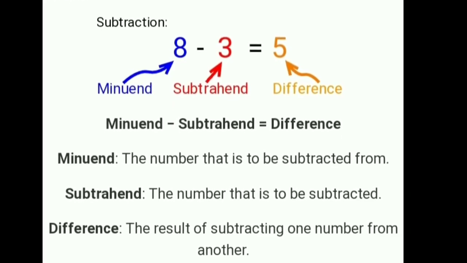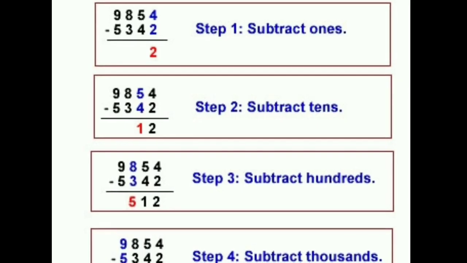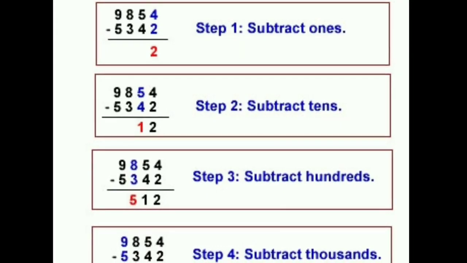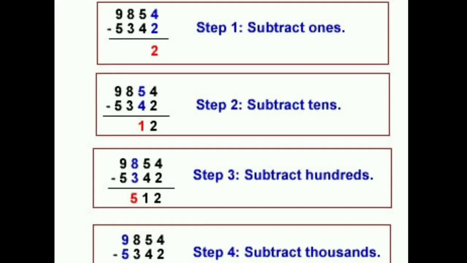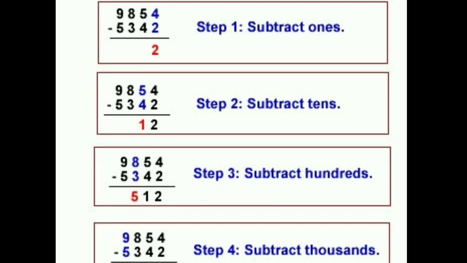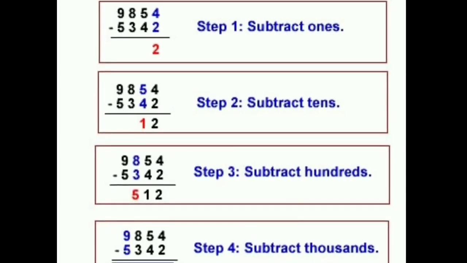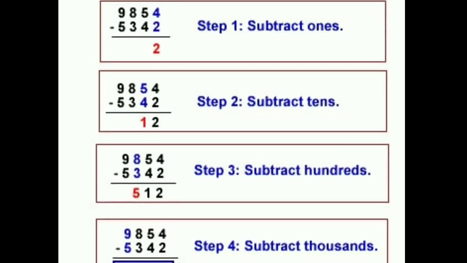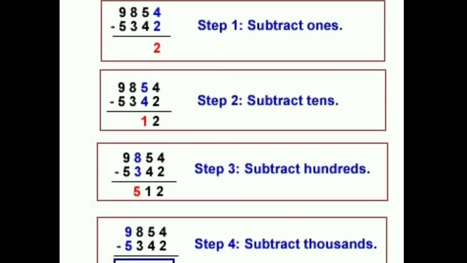Now let us understand this with the help of an example. Here I am going to subtract 5342 from 9854. So how do you carry out subtraction? First of all, after arranging the digits in columns, you have to subtract the ones place, that is 4 minus 2, and you will get 2 as an answer. After that, you have to move on to the tens place and subtract 4 from 5, and 5 minus 4 is equal to 1. So you will just put down 1 in the answer.